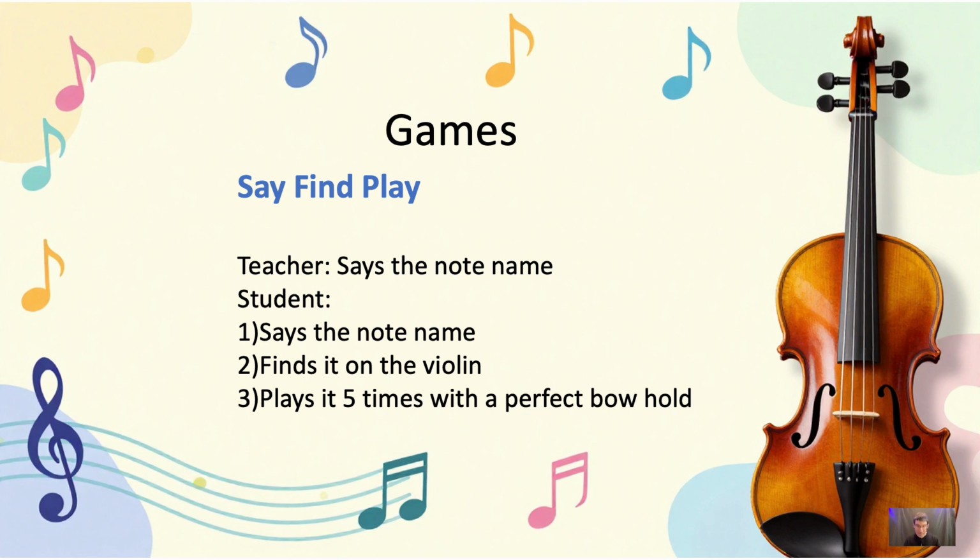The other game that we will do in class is called Say, Find, and Play. So in this game, the teacher will say the name of the note. Then the student will say the name of the note. That student will then find the note on the violin, and the student will play it 5 times with a perfect bow hold.